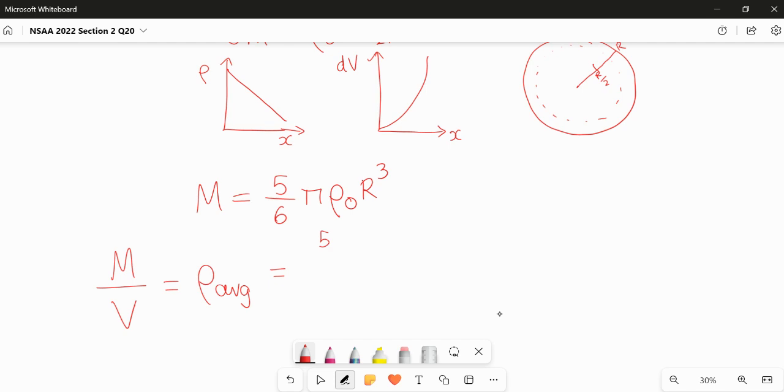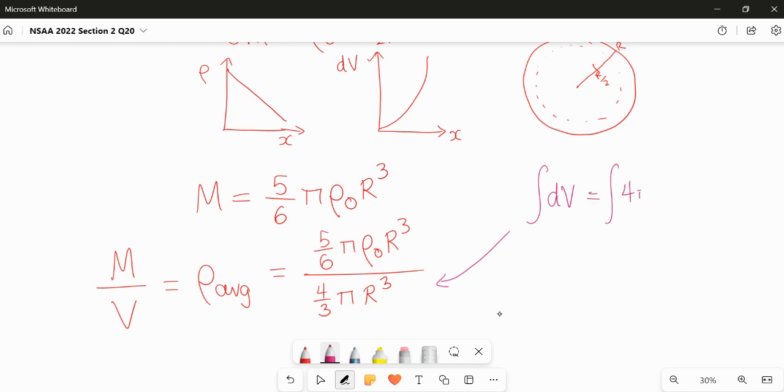Now this is 5 over 6 pi rho naught r cubed over the volume, which is 4 over 3 pi r cubed. Just to reinforce what we'd actually done earlier, if you notice, the total volume of a sphere is summing up all these infinitesimal shells, 4 pi x squared dx between 0 and r. And if you carry out that integration, you might find that you do actually get the volume of a sphere, 4 over 3 pi r cubed.